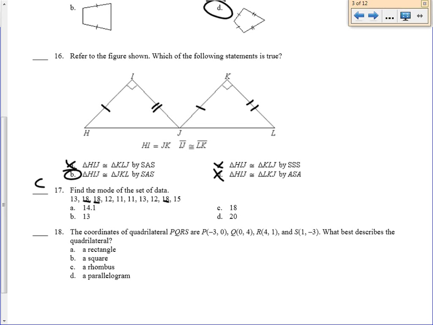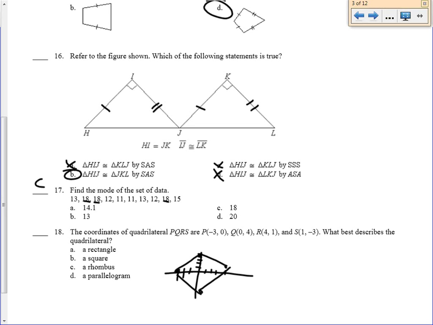All right, the coordinates of the quadrilateral PQRS, what does it describe? So I went -3, 0. I went 0 up 4. Over here I went 4, 1. And 1, -3. So I got to figure out what this stuff is.